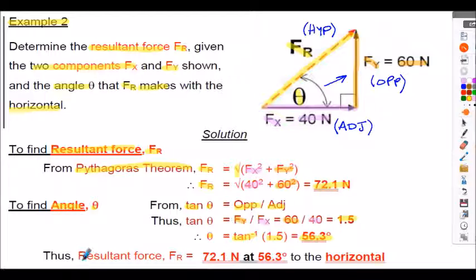So in summary, our resultant force, Fr in our diagram, is 72.1 newtons, an angle of 56.3 degrees to the horizontal, as shown above. Don't forget, forces are vectors, so we have to specify a magnitude and a direction to define the force.